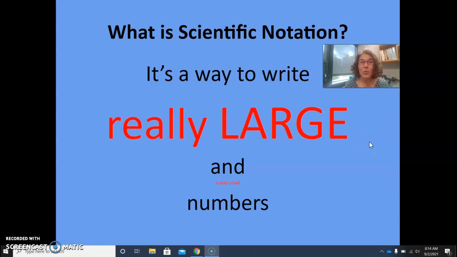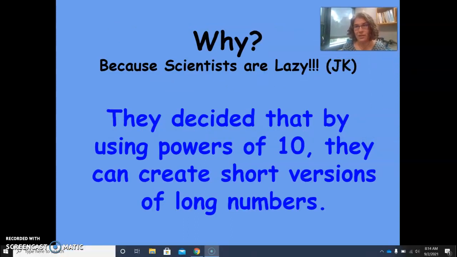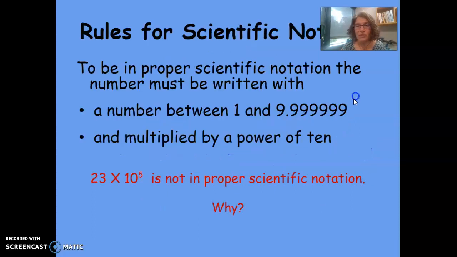All right, so first, what is scientific notation and why do scientists use it? It's a way to write really, really big and really, really small values efficiently and accurately. The reason scientists like to use it is not because they're lazy, but because they are efficient and want to use shortcuts whenever possible. They also want to increase their accuracy. Using scientific notation with really large and really small values prevents errors of translation. It also makes doing math a little bit easier. So in scientific notation, you use a power of 10 to create a shorter version of a number.